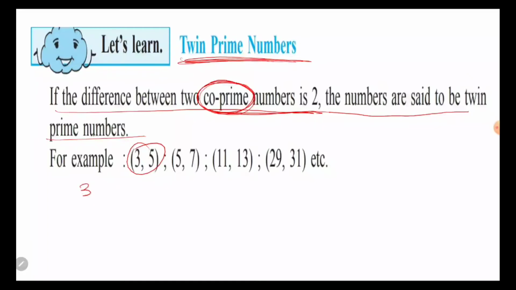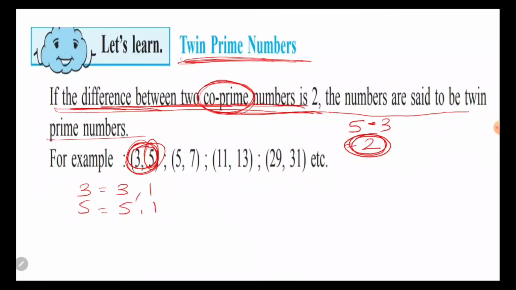Okay, if I write the factors of 3 and 5, 3 किसके टेबल में आता है? 3 के and 1 के टेबल में. Another is 5. 5 किसके टेबल में आता है? 5 and 1 itself. Okay, so we can say that these are co-prime numbers, but what is the difference between them? Now how to find difference? The bigger number is 5 and the smaller number is what? 3. So 5 minus 3 will be what? 2. So the difference between these numbers is what? 2. So here it is written that the difference between the two co-prime numbers is 2.